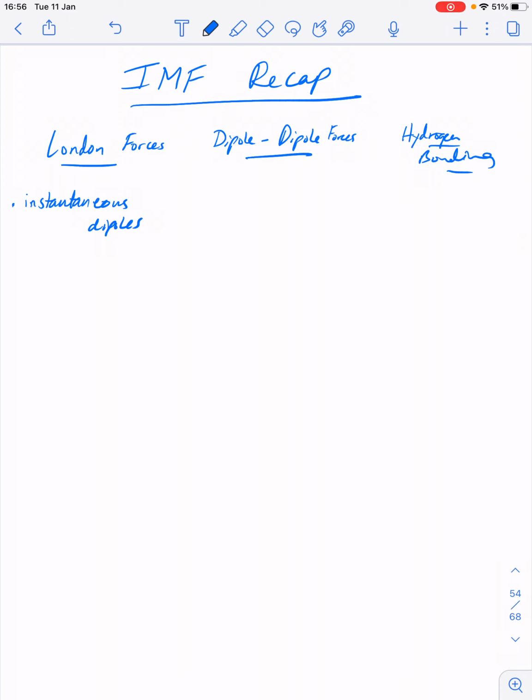Now, you get more instantaneous dipoles and stronger instantaneous dipoles the larger the atoms and molecules are. The more electrons there are, the more surface area there is. So these are attractions between instantaneous dipoles, and the strength of London forces increases with increasing surface area, is the simplest way to describe it that will show up on the mark scheme.